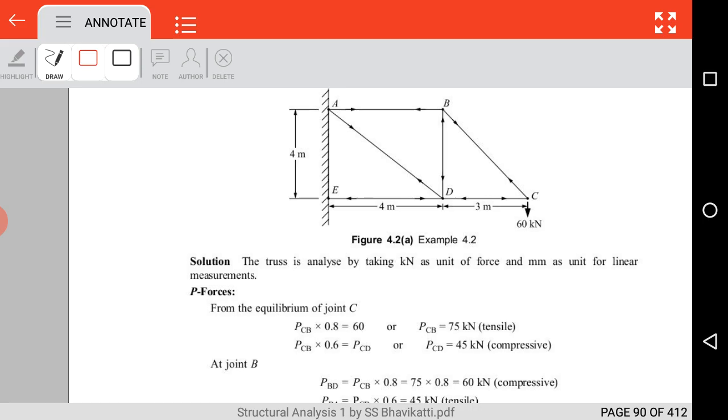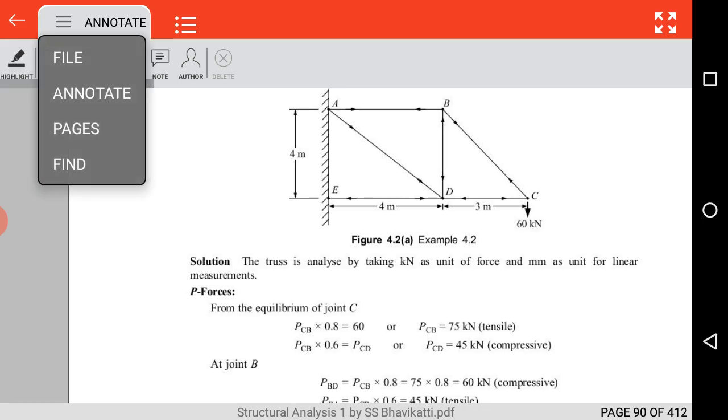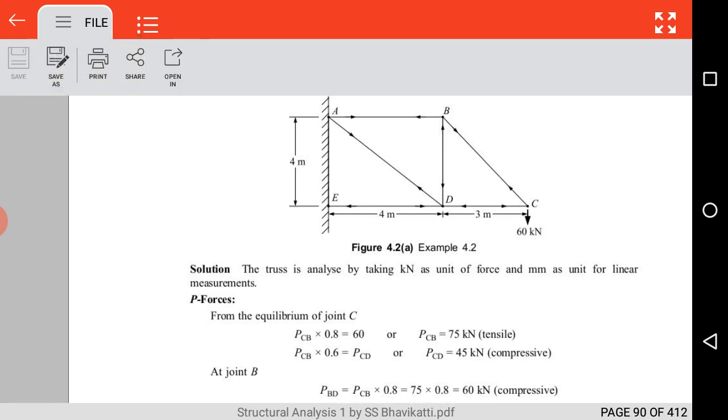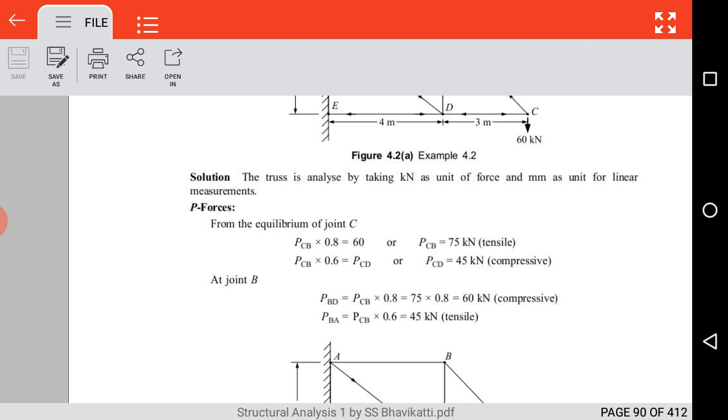In the same way, going for the joint B, by the method of joints we will be calculating all the member forces. For drawing the free body diagram for the joint B, here we have the three forces AB, BD and BC. Already we have calculated BC, which is equal to 75 kilonewton. Again applying our equations of equilibrium, summation H and summation V equals 0, we find that the force FBD is equal to 60 kilonewton and the force BA is equal to 45 kilonewton.